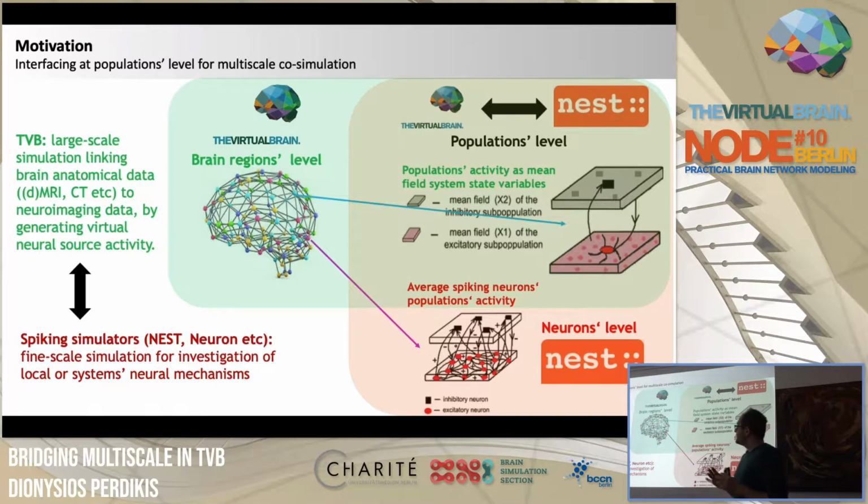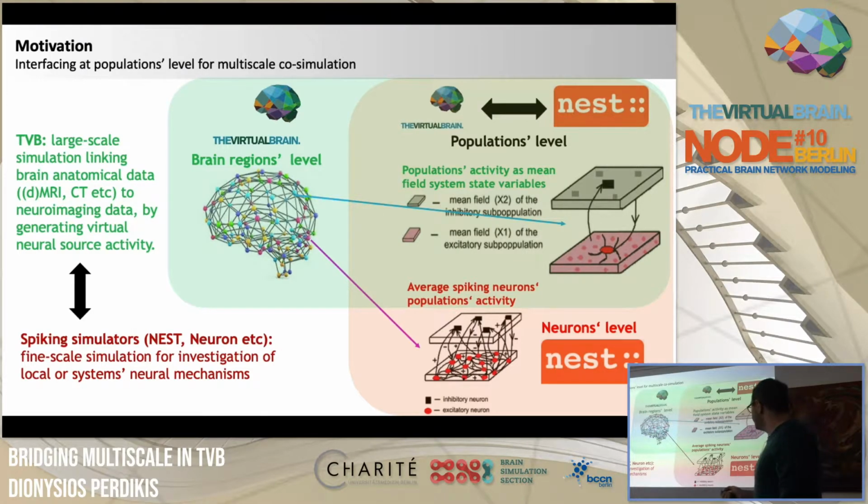Well, the interface between these two levels can happen at the population level. Why is this the case? First of all, because as you saw yesterday with the phase plane models of TVB, usually specific state variables of the mean field models of brain regions correspond to summary descriptions of the dynamics of neural populations. For instance, we can imagine here a mean field model that has two state variables, one representing the activity of an inhibitory population of neurons and the other of a population of excitatory neurons, X1, X2.